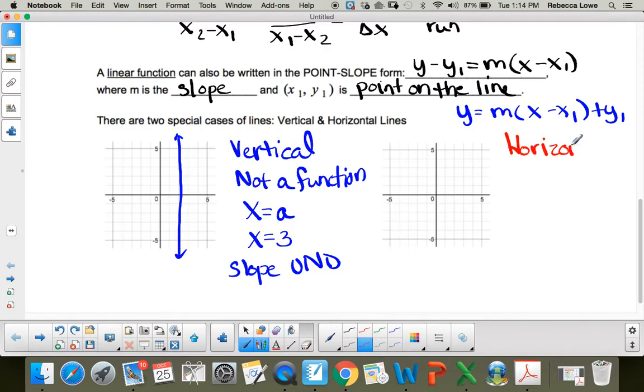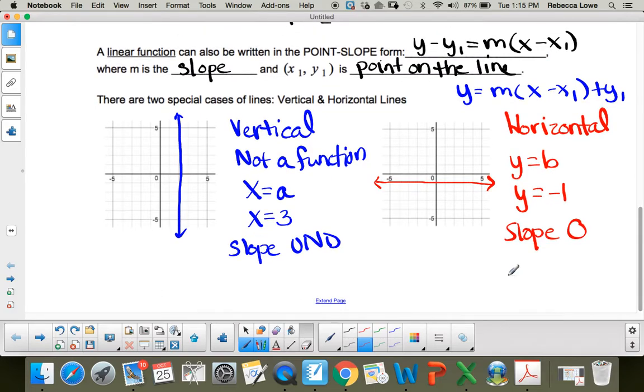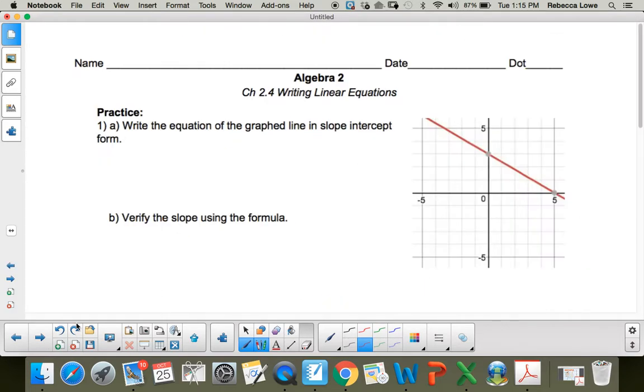versus a horizontal line. Horizontal line is a function. It is in the form y equals any number, and you can use any letter you want to represent the constant. For example, y equals -1 is a horizontal line that runs through y equals -1. Every point on that line, y is -1. It has a slope valued at 0, up nothing over any amount you want. On to the next page.